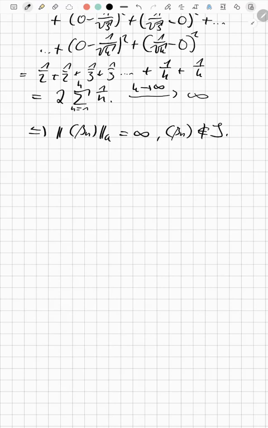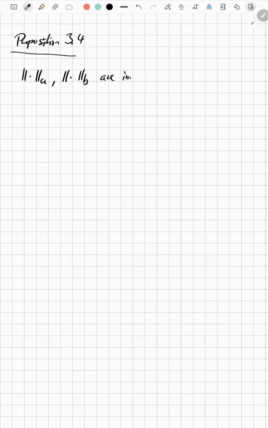Okay, that was a nice example. And we now get to our first proposition. Proposition 3.4, which is the following, that the norms A and B are indeed norms and equivalent. Okay.